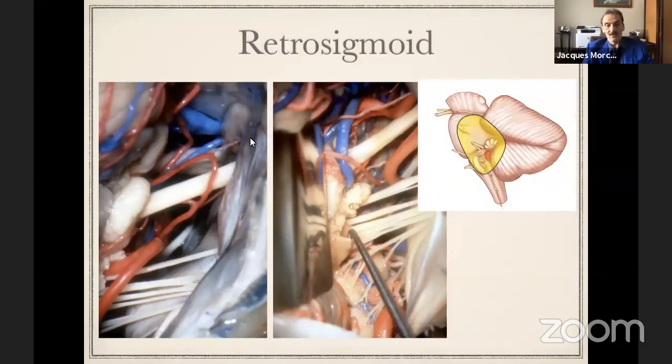Retrosigmoid approach, everybody is familiar with it, and it's a very powerful approach. Look at the extent of exposure it can give you, but you will notice that it will give you a very tangential view. It will not allow you to really corner and go transversely in the transverse plane of the brainstem.